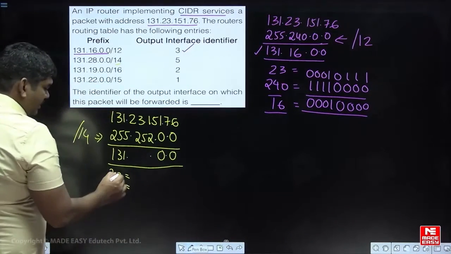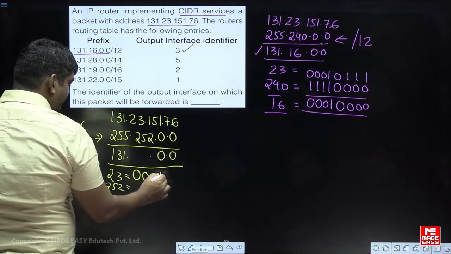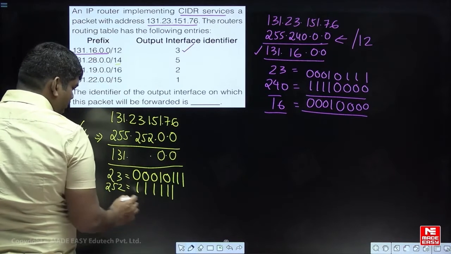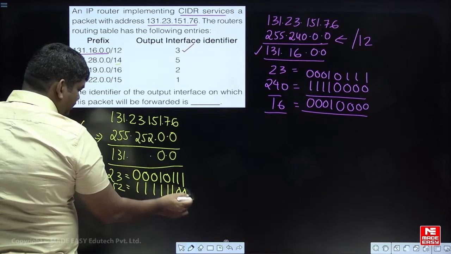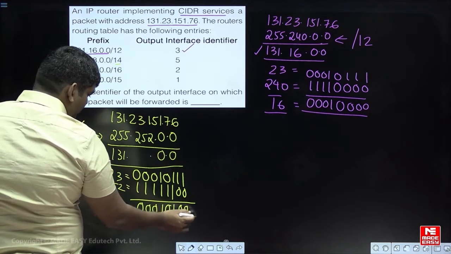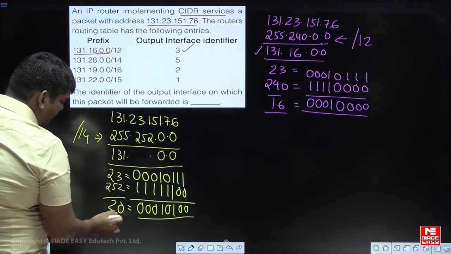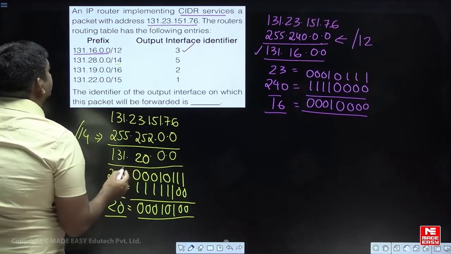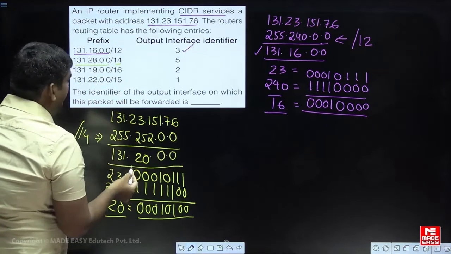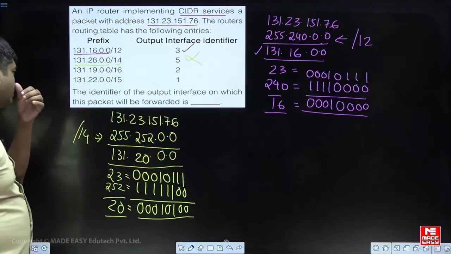Then 23 and 252. If I write 23 in binary, it is 0 0 0 1 0 1 1 1, which is 16 plus 7, 23. And 252 means 6 ones followed by 00. So this is 0 0 0 1 0 1 0 0, which is 16 plus 4, so the value is 20. But is it matching with this second entry? No, you can see it is 23 versus 20, it is mismatching. So it is a cross mark, meaning it is not matching.